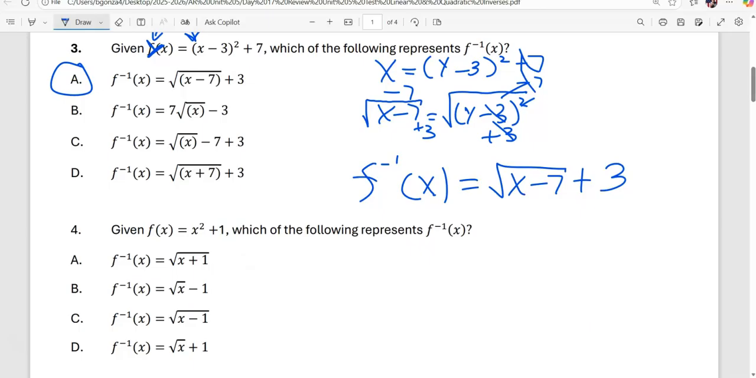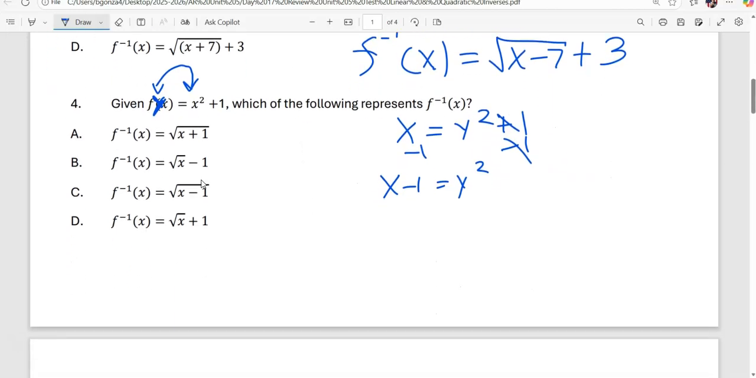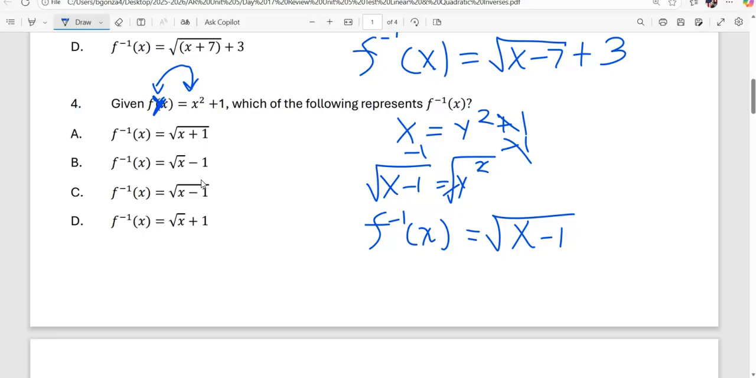Okay? Another one. This is supposed to be y. Switch x and y. x equals y squared plus 1. Since there's no parentheses, we want to get rid of the loner. Opposite of plus is minus 1. x minus 1 equals y squared. And then how do we get rid of a squared? Square root. The inverse of x is the square root of x minus 1. And then the best answer is C, square root of x minus 1.